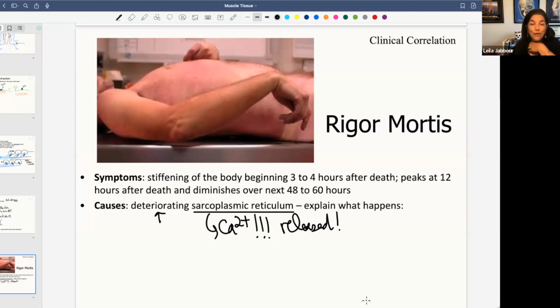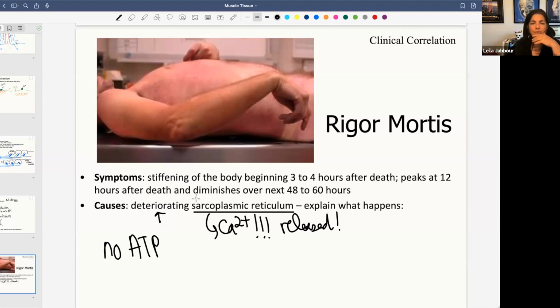ATP comes from cellular respiration. There is no more cellular respiration. The person is dead. So there is no ATP available to do the relaxation. So the peak at 12 hours means that by 12 hours, all of the muscles are contracted, all of them. And usually it happens in the position the person died. So they're usually stuck in that position when they're found, a few hours post-mortem.